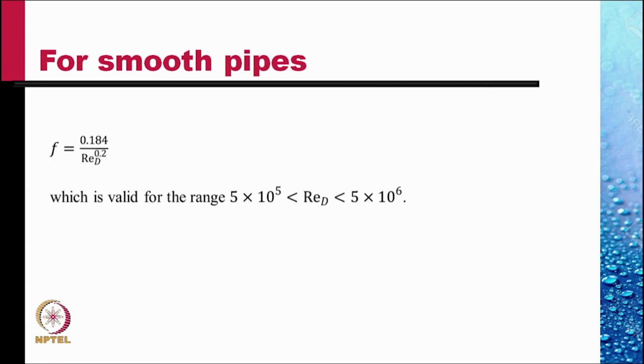For smooth pipes, the line which was the lowest, the friction factor is given by f is equal to 0.184 divided by Reynolds number raised to power 0.2. This is valid for the range of Reynolds number between 5 into 10 to the power 5 to 5 into 10 to the power 6.